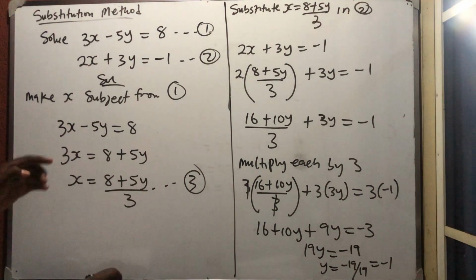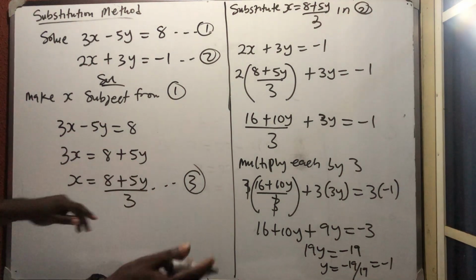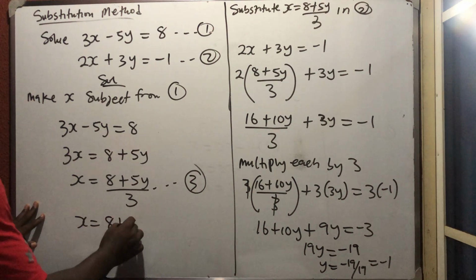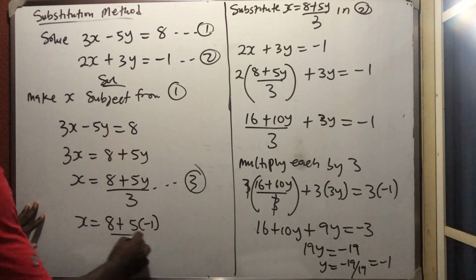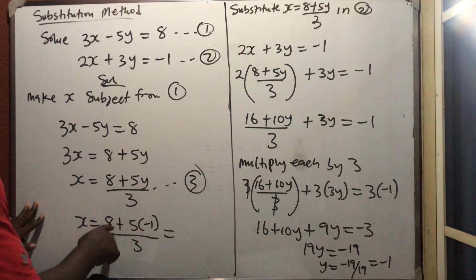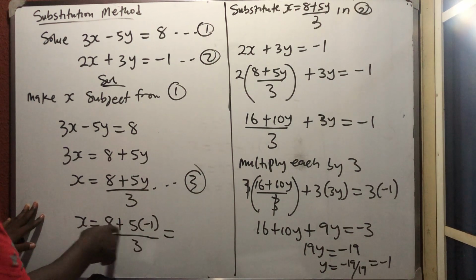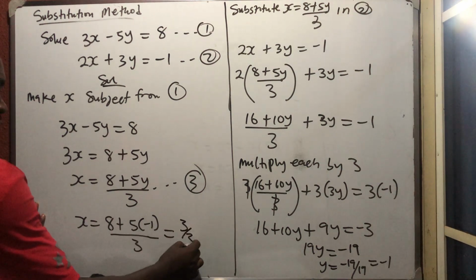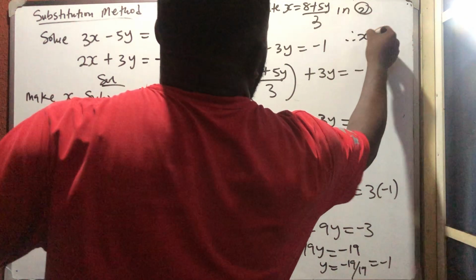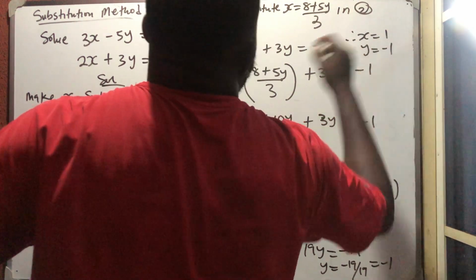So what do we do? Substitute it in equation 3 to get your x. So x is equal to 8 plus 5 bracket minus 1, all over 3. Okay, we have put y to be minus 1. So I'm having this and this is minus, so 8 minus 5 is 3. And 3 divided by 3 is 1. So therefore, we have gotten that x is 1 and y is minus 1.